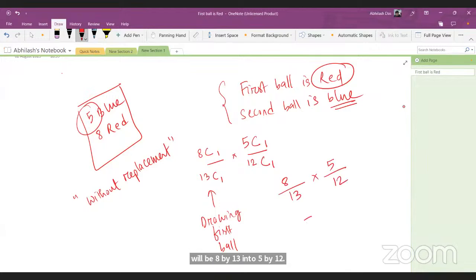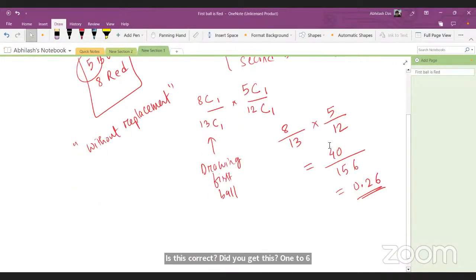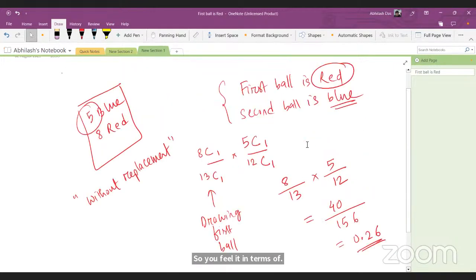If you do this, you will get how much? 40 upon 12 times 13, which is 156. And if you divide this, you will get 0.26. Is this correct? Did you get this? Yes, sir, 0.26.